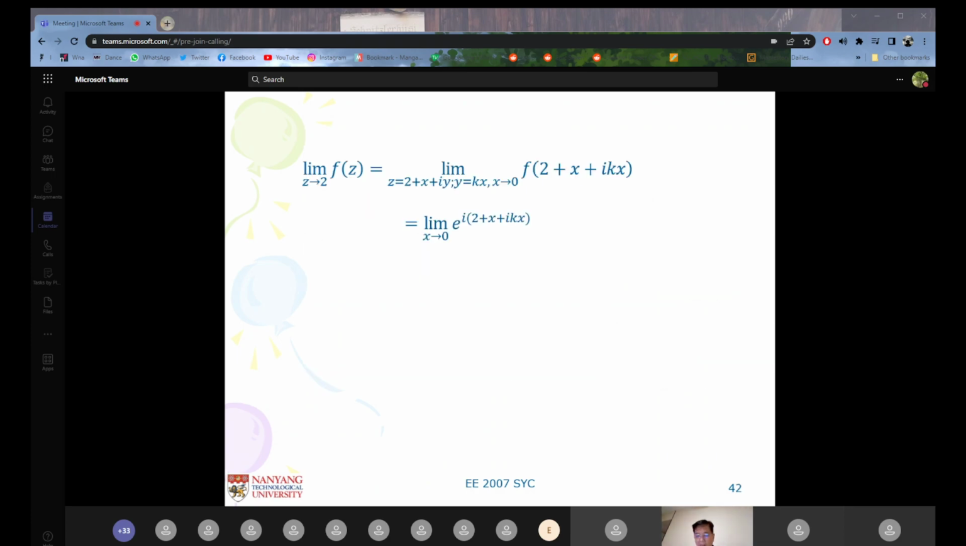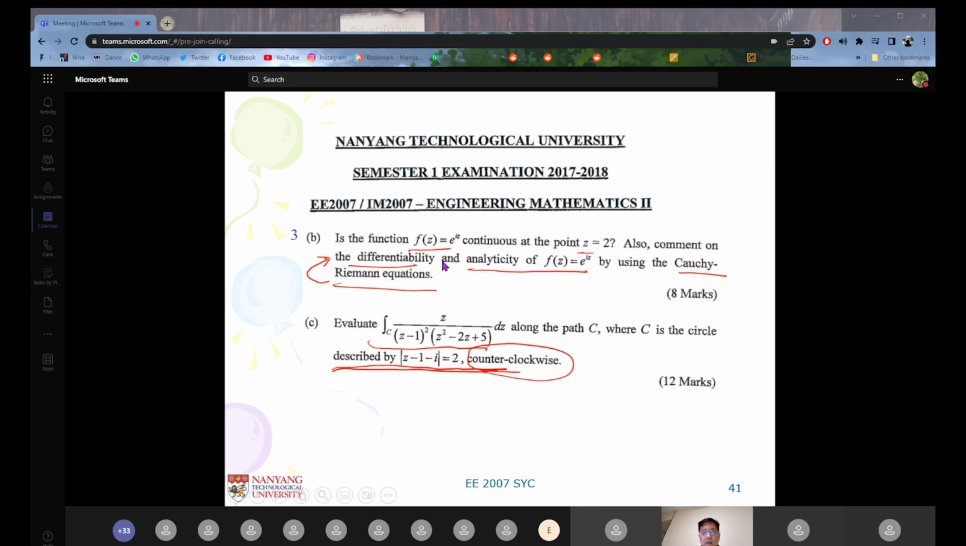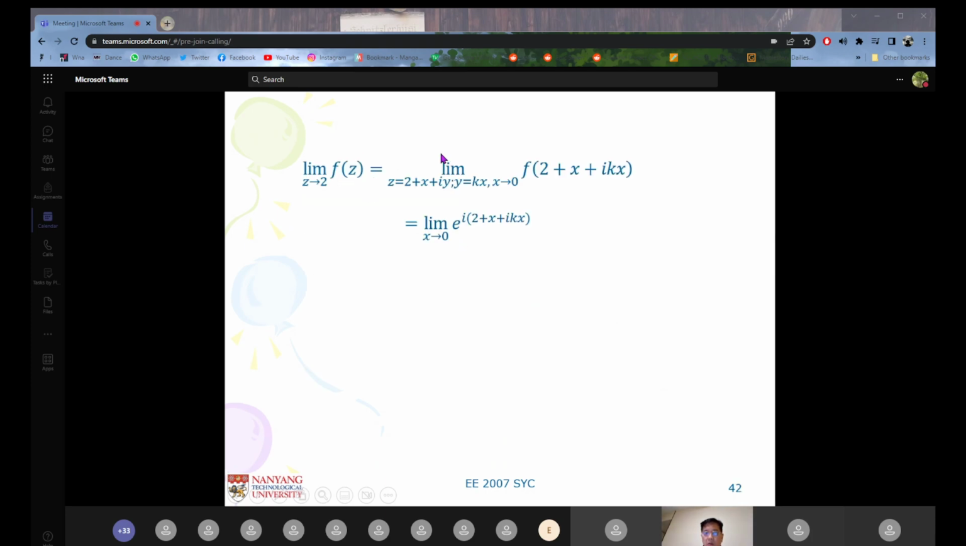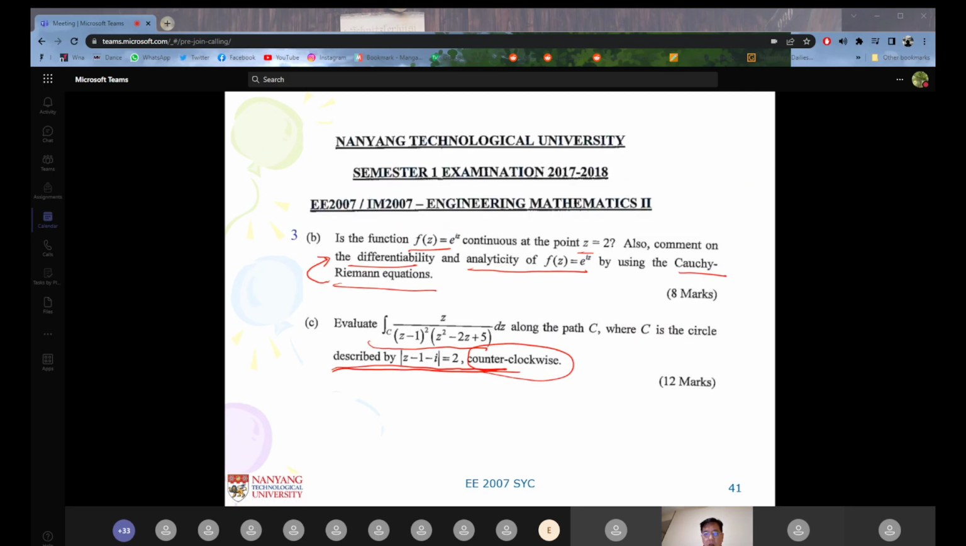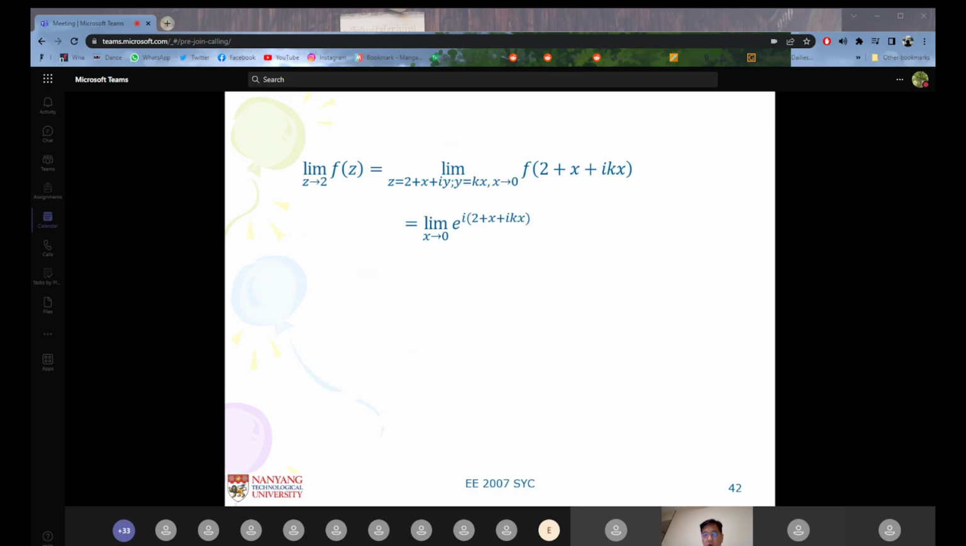So, this is your complex function e to the power iz. To check the limit, again, you will need to decide how to represent your z. And this is an exponential function, so clearly representation of z by polar form is out. So the only thing is to represent your z by x plus iy. Represent your z by x plus iy.